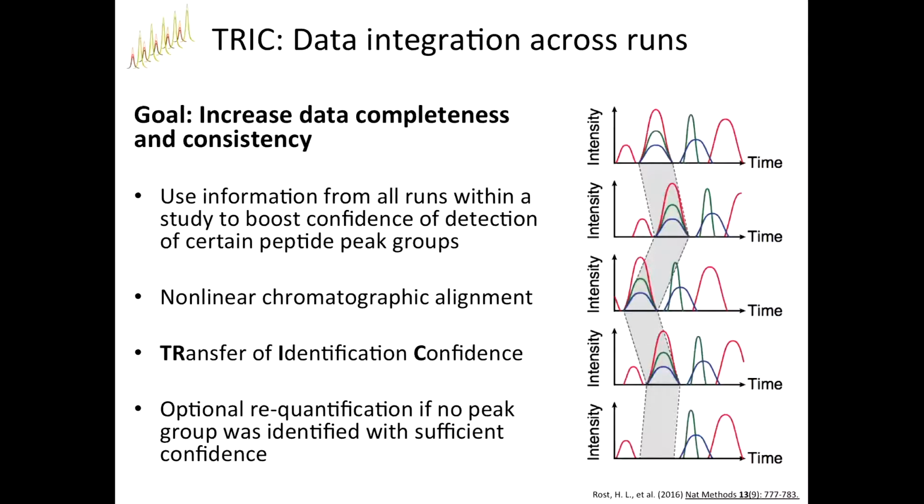The way that it does it is by using the information across all runs to boost the confidence of detection in single runs for certain peptide peak groups. This is done by doing a nonlinear alignment between the different samples. Here you can see you have this peak group in this specific run, and this might not match the exact retention time in the second run. Here it basically looks linear, but it's done in a nonlinear fashion, and you can match these peak groups together, and you can also find runs where the peak group is actually not being detected.